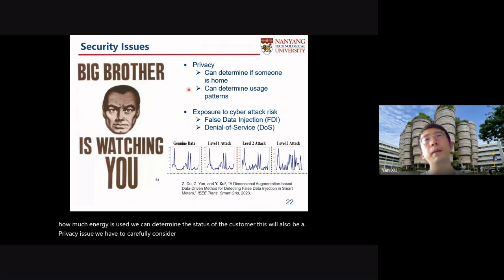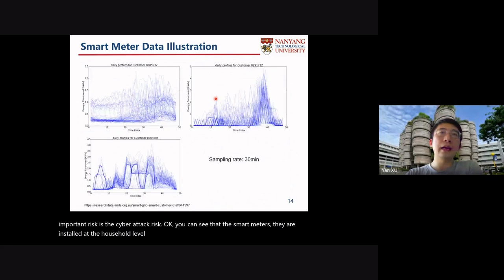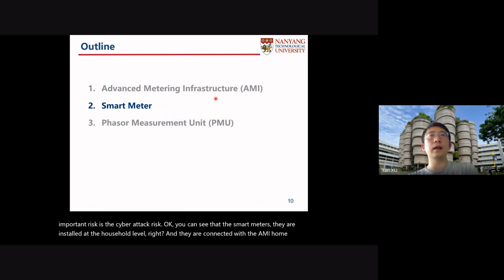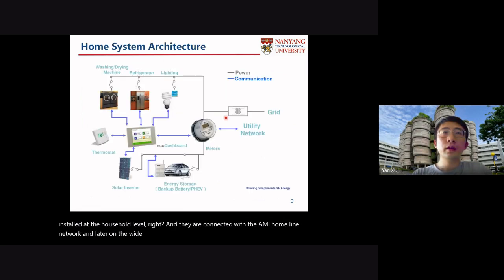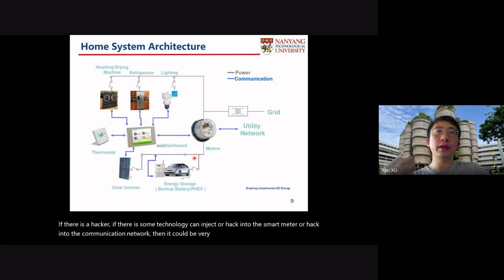This will also be a privacy issue we have to carefully consider. And apart from privacy, another important risk is the cyber attack risk. You can see that the smart meters are installed at the household level, right? And they are connected with the AMI, the home area network, and later on the wide area network. So if there is a hacker with some technology that can hack into the smart meter or the communication network, then it could be very dangerous. Why? Because they can inject false data.